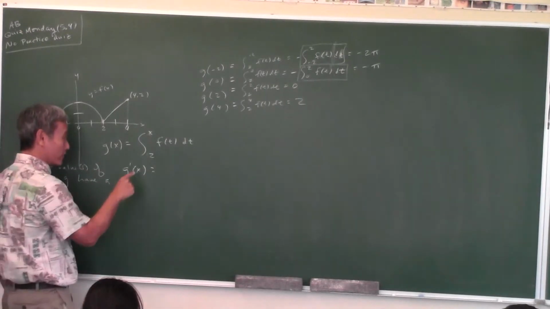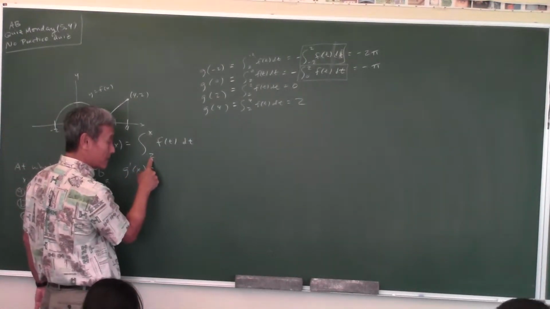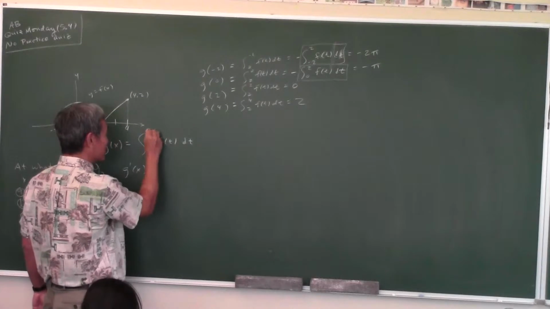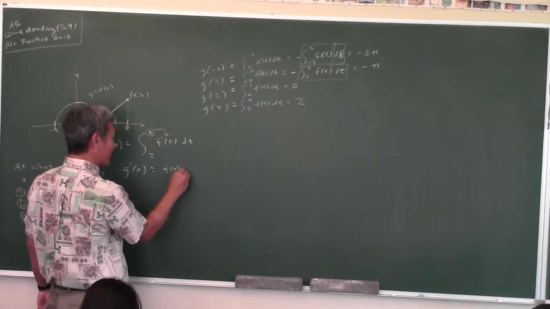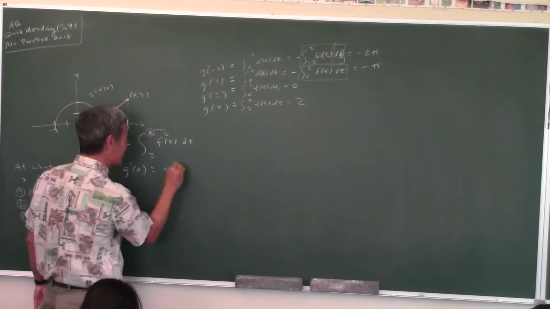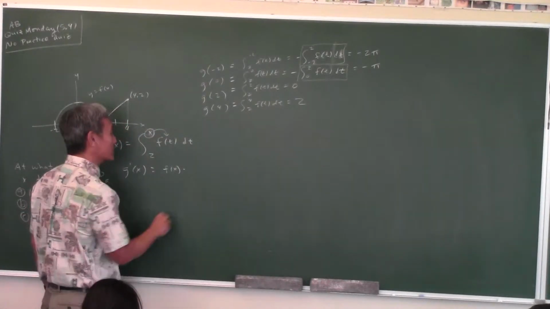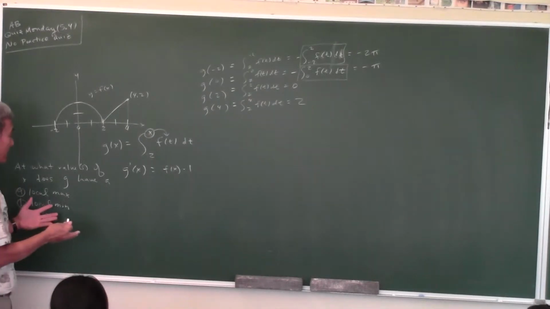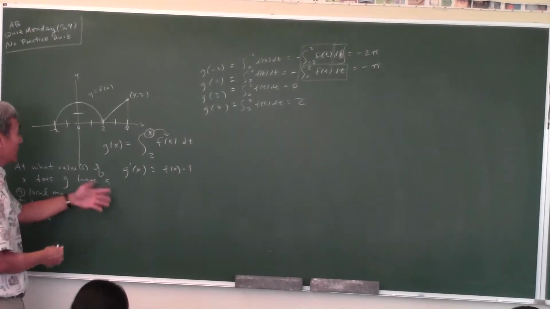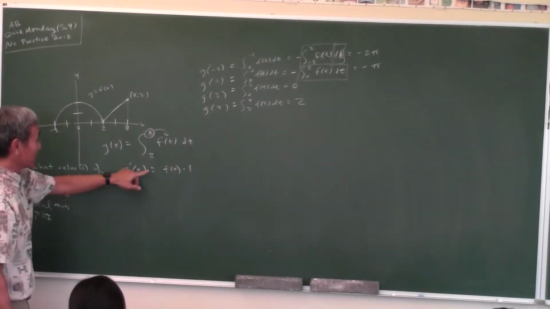So the first thing you got to do is make sure the bottom limit is a constant. Is it? Yes. So all you have to do is take that thing and plug it in there, and you get f of x. And then the most important part, you got to times it by the derivative of that, which is 1. It's not always going to be 1, but in this problem it is. So what did we just learn here? The first derivative of g is equal to f.